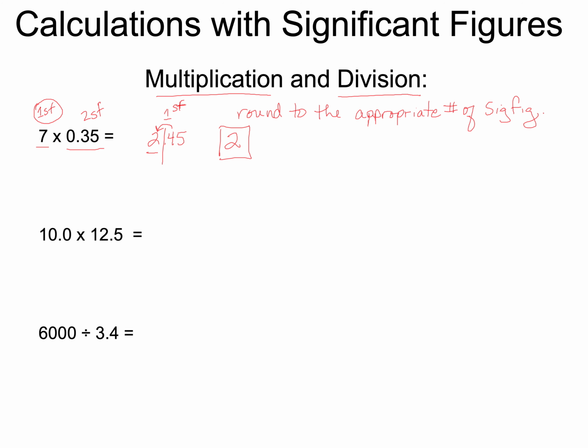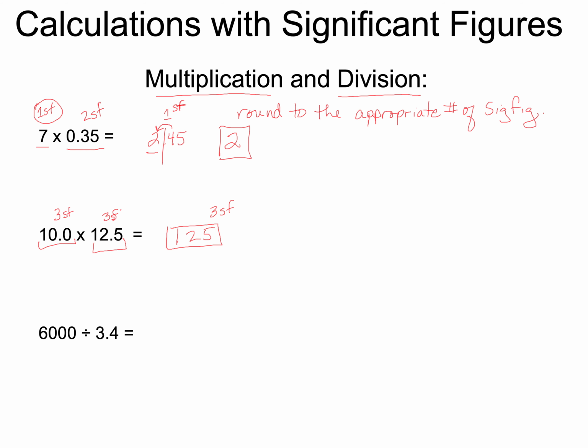Let's do that for 10 times 12.5. This has 3 significant figures. This has 3 significant figures, so your answer should be in 3 significant figures. In your calculator, when you do this math, if you type these in exactly as is, the calculator will put out 125. And it turns out that that value is 3 sig figs, so you don't need to do any rounding or anything like that.